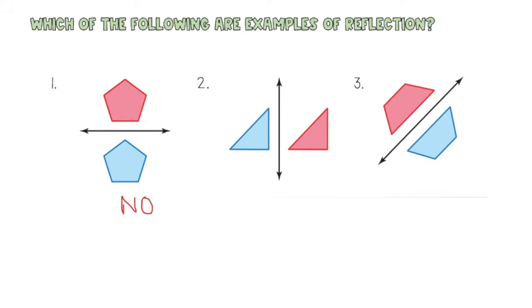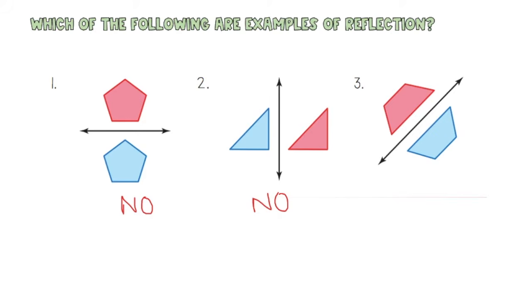Number 2, I see a similar situation where I have two figures that look exactly the same, and the only thing that has changed is where it is located. So one of them is on the left of my line and the other one is on the right. This is not an example of a reflection. Number 1 and number 2, they would both be examples of translations.